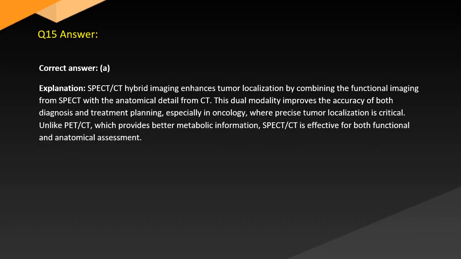Answer. Correct answer: A. Explanation. SPECT hybrid imaging enhances tumor localization by combining the functional imaging from SPECT with the anatomical detail from CT. This dual modality improves the accuracy of both diagnosis and treatment planning, especially in oncology, where precise tumor localization is critical. Unlike PET, which provides better metabolic information, SPECT is effective for both functional and anatomical assessment.